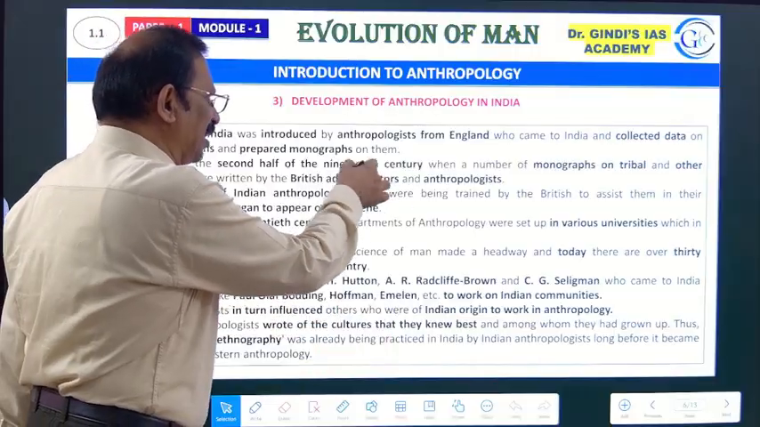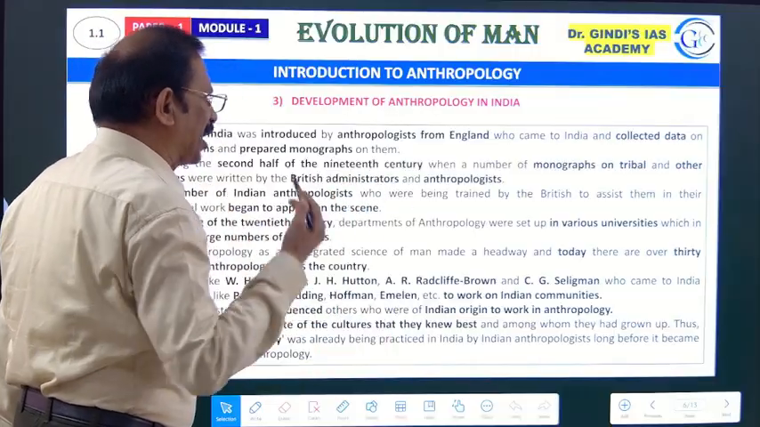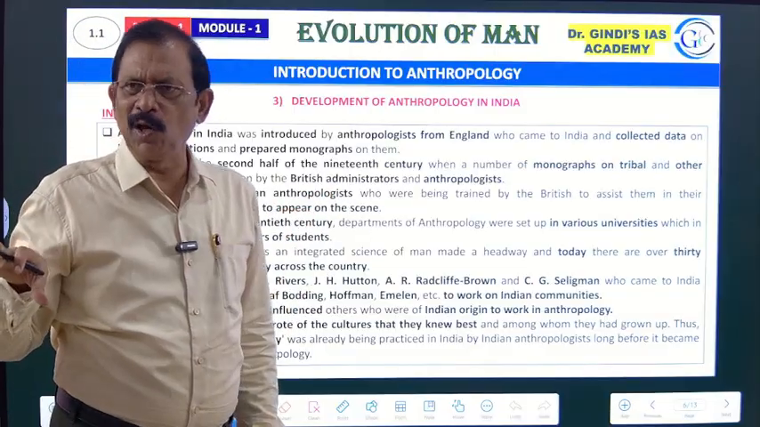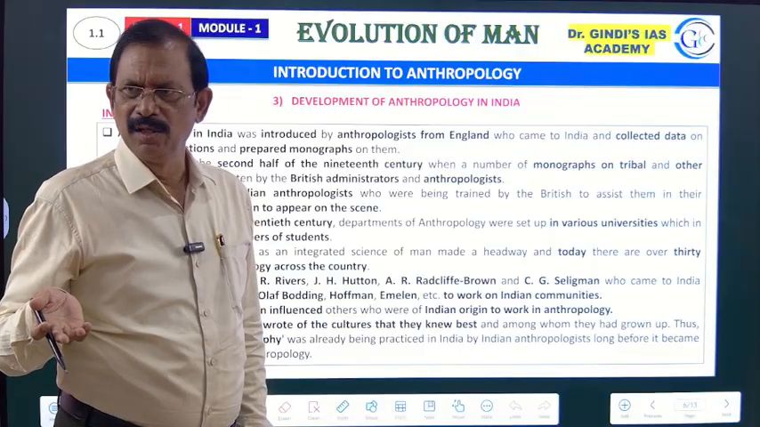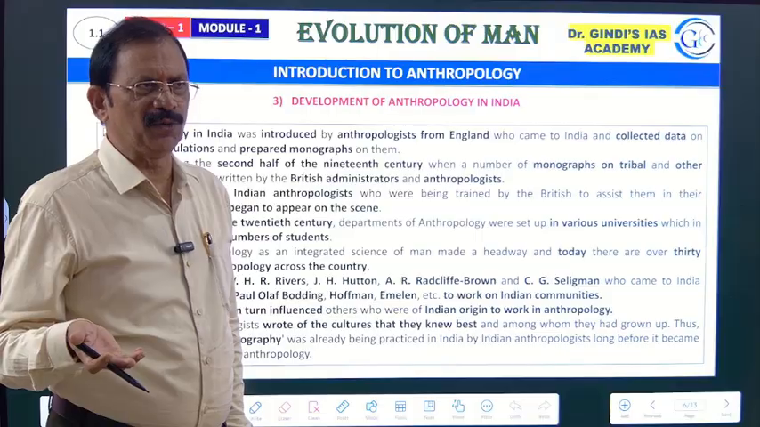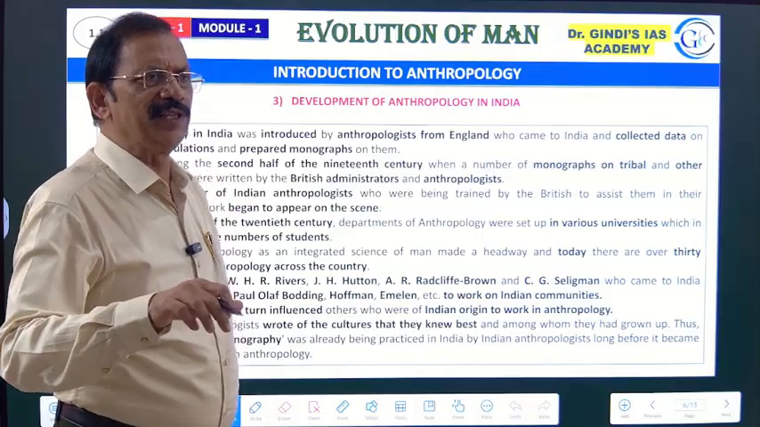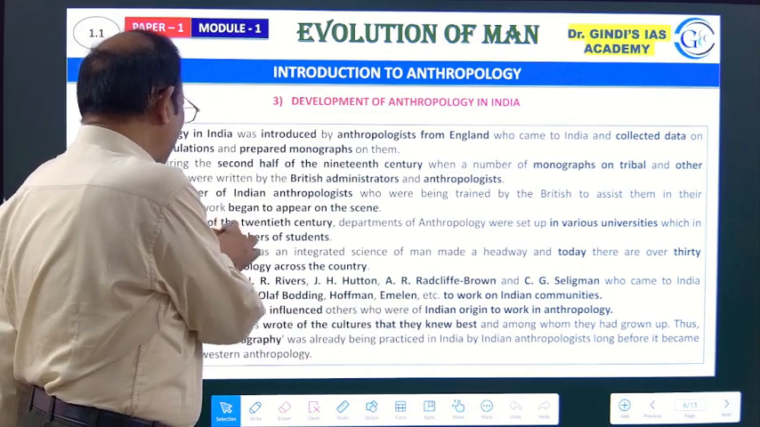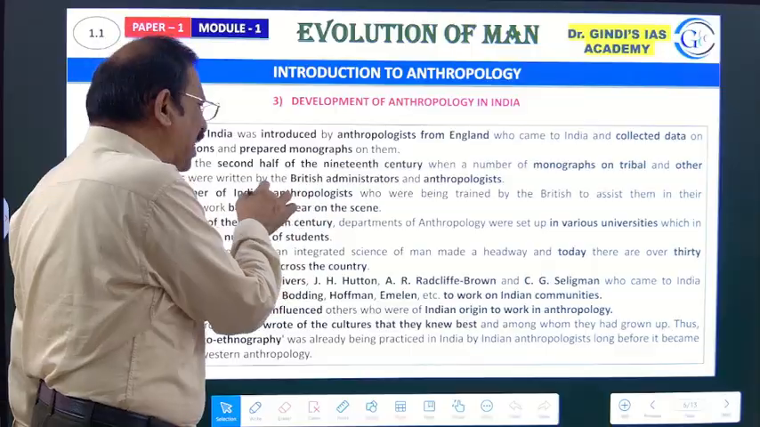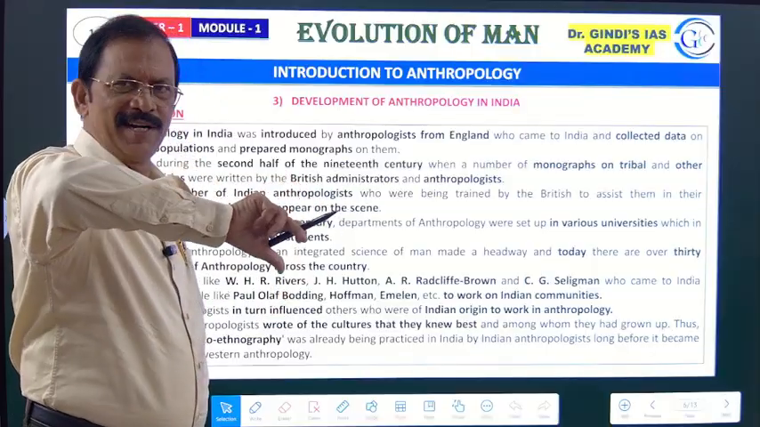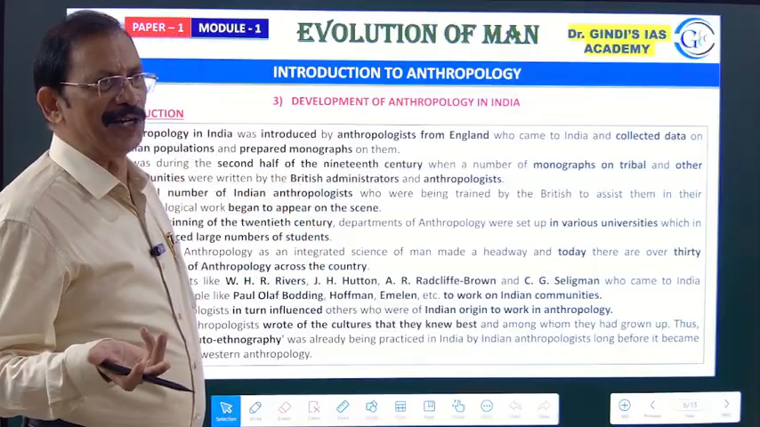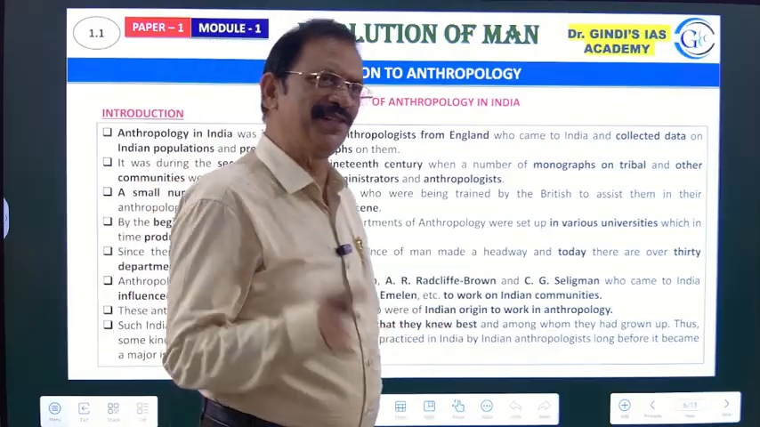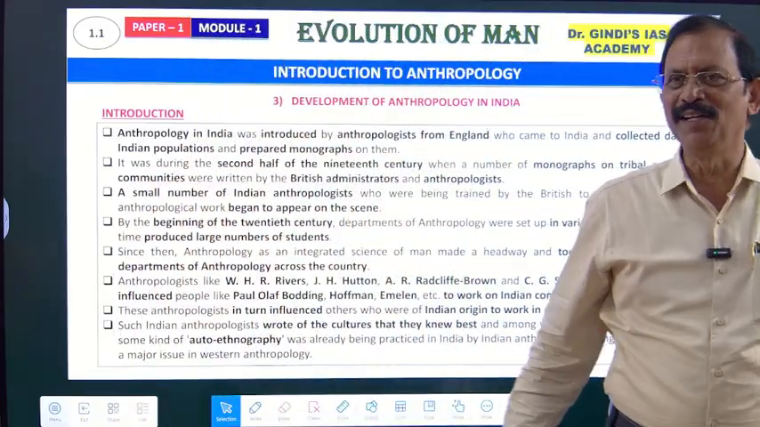After collecting and publishing the data on tribal and other communities, they needed local people, Indians, to conduct the study effectively and easily. That is why they trained some local Indians to assist them. Like this, a number of local assistants were converted into Indian anthropologists. They began to appear on the scene, and Indian anthropologists started on the scene of Indian anthropology.